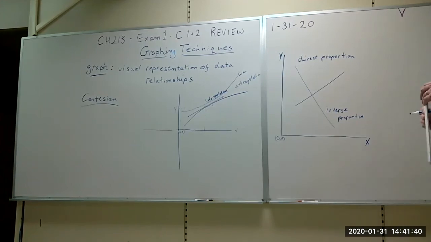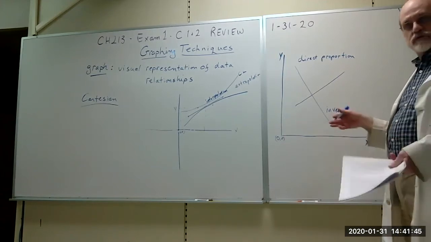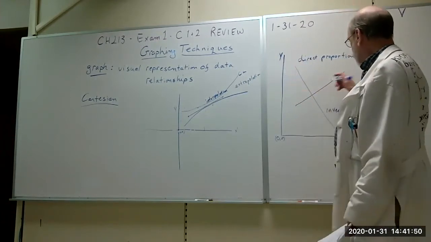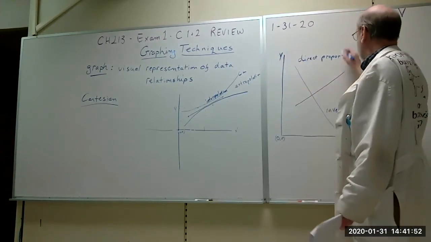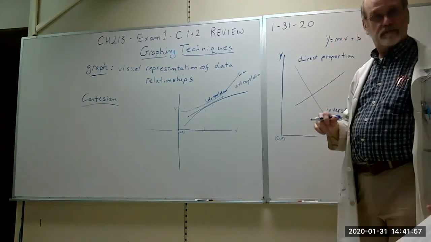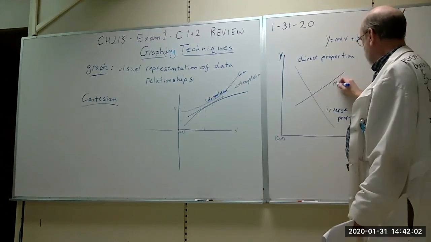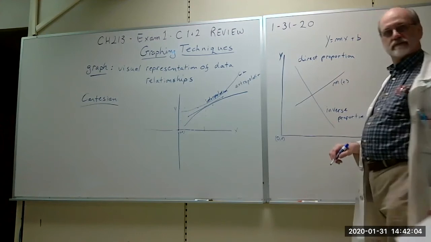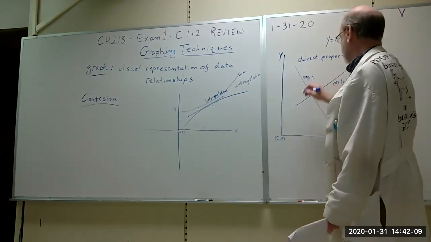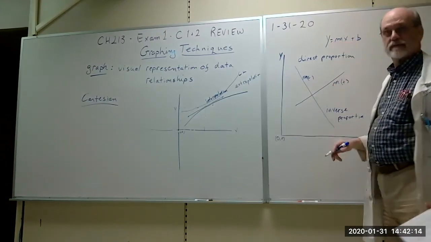Notice, if they're both straight lines, in terms of straight line equations, this one will be, remember, y equals mx plus b. The m is the slope. So the slope on this one, m is positive. Slope on this one, m is negative. So whatever m happens to be, there'll be a sign buried in it.